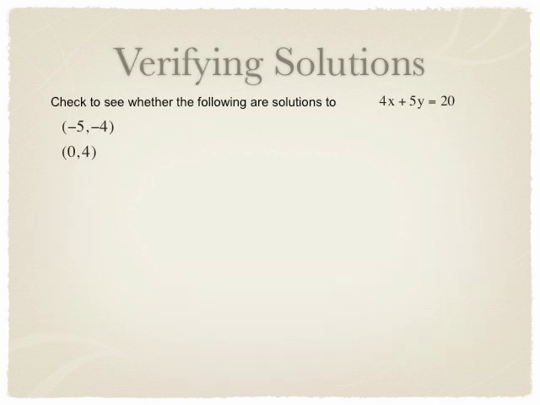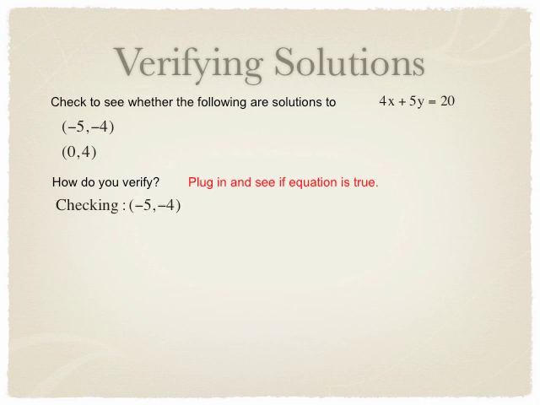So let's check to see whether or not these points are solutions to this equation. How did we check things when we just had one variable? We plugged it in to see if it was true. So now that we have two variables, we just have two things to plug in. So how do we verify? We'll plug this point in and see if the equation is true. For the first point, we'll put in negative 5 for x and negative 4 for y. So we put negative 5 in x's spot, negative 4 in y's spot. When we're plugging in, it's usually best to put in parentheses. It helps us remember that we're multiplying.